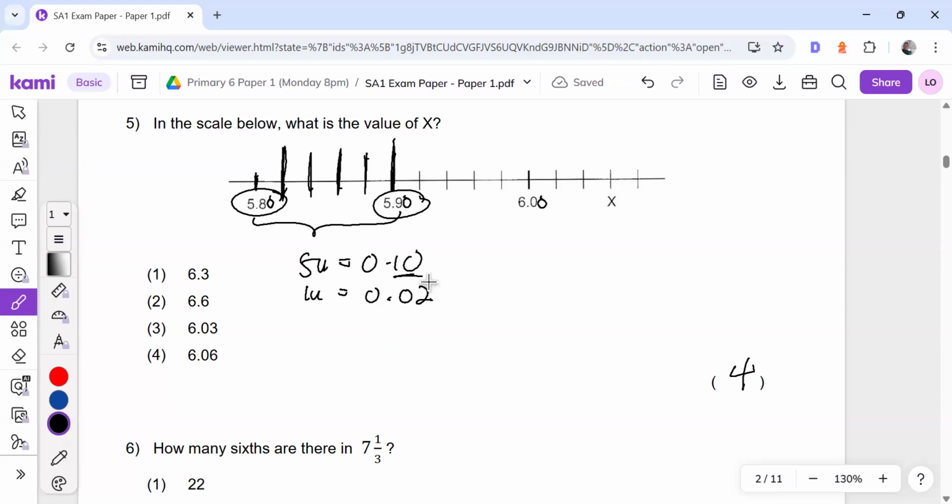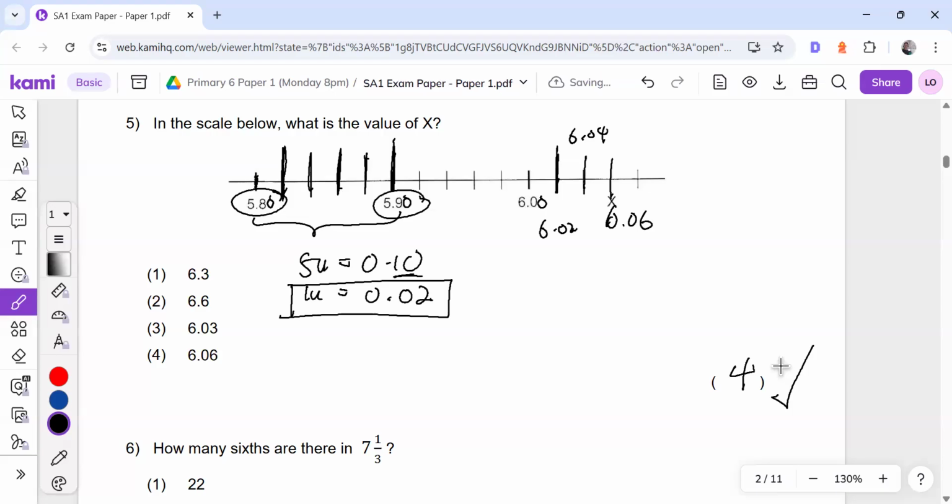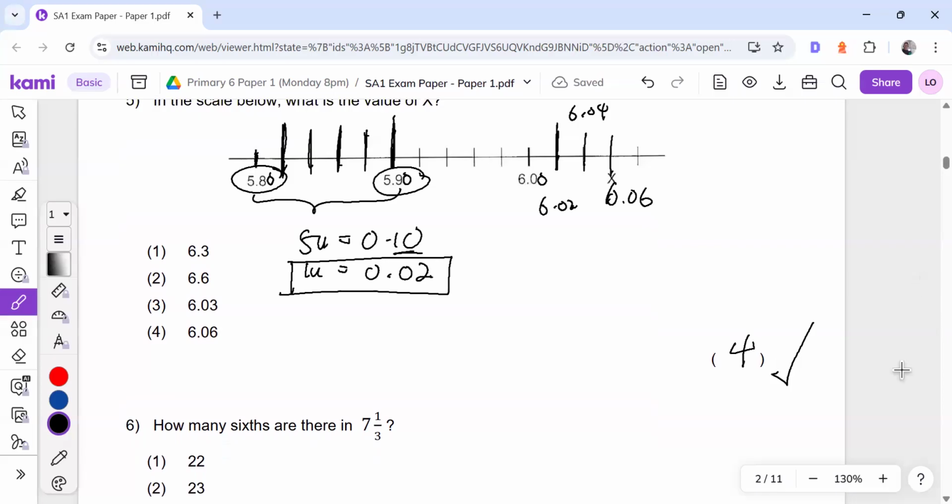All right, then start counting, start adding. This is 6.02. This is 6.04. Then you add another 0.02, this will be 6.06. Right, so go and find one unit first, then after that, go and plus 0.02 plus 0.02 and so on. Got it? All right. So if you have a mistake, know why you made the mistake and then learn from it. Some of you never count the gaps, so next time count the gaps.